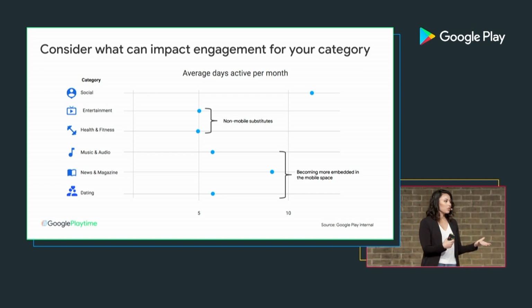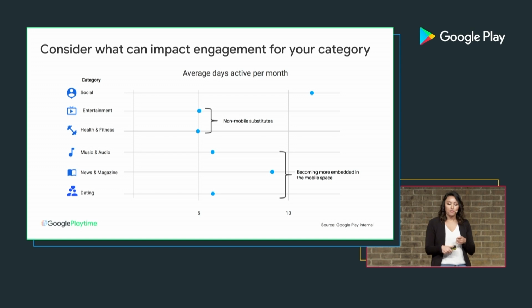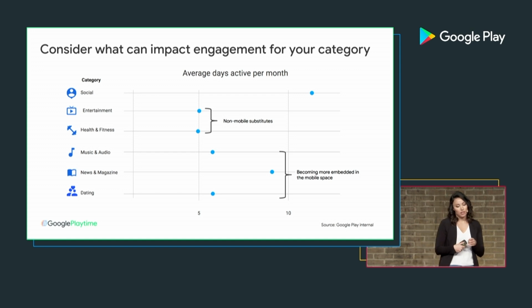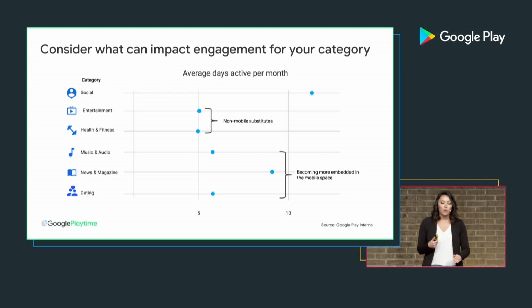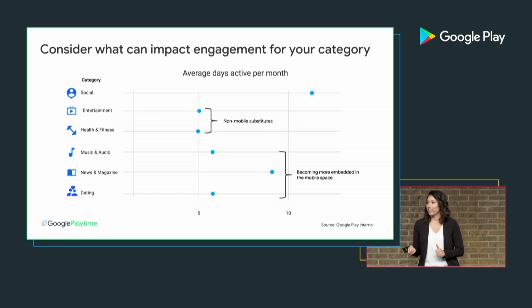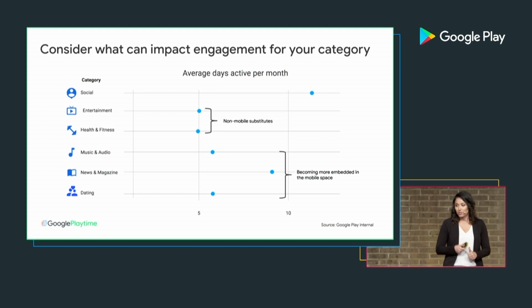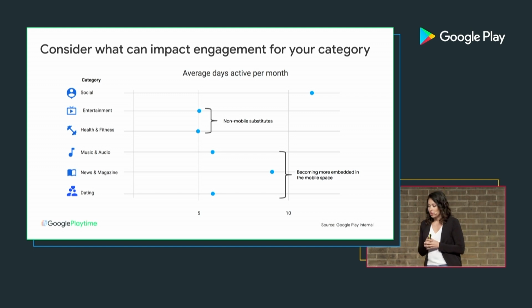As mentioned, social already has that sense of community, creating that habitual check-in for its users. But entertainment and health and fitness come in at the lowest. And we do normally see these titles have a paywall, which may drive down the overall user engagement rate. But we also know that these have non-mobile replacements. I can go to the movie theater. I can go to the gym instead of using a fitness app one day. So you have to take these things into consideration.